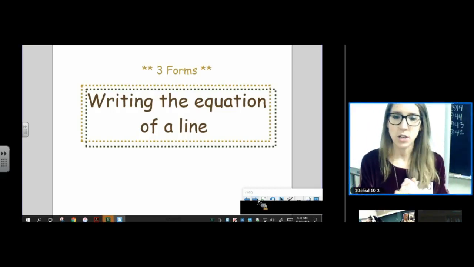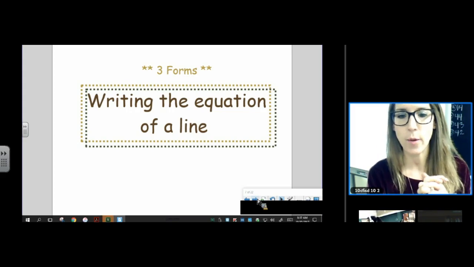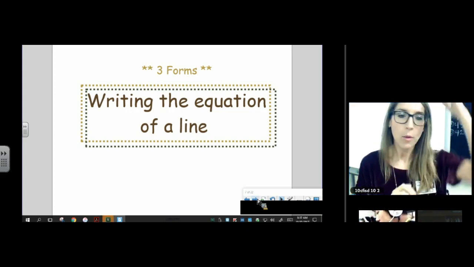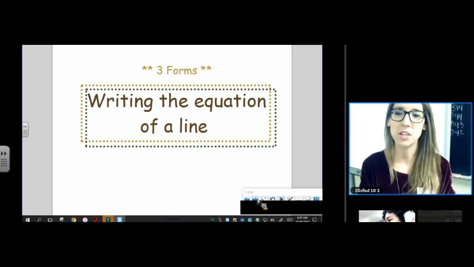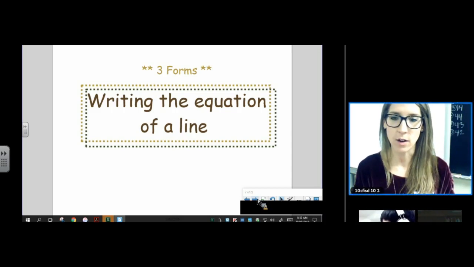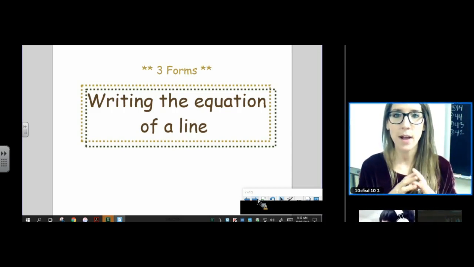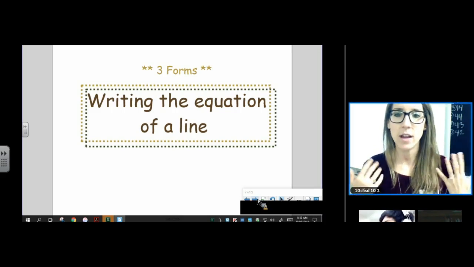Right, so today's lesson, you can title your notes Writing Equations of Lines, or Writing the Equation of a Line. What we're going to do this year, for only 2017, is shorten this lesson big time because of Hurricane Harvey. So I'm going to give you a much shorter, abridged version of this lesson.